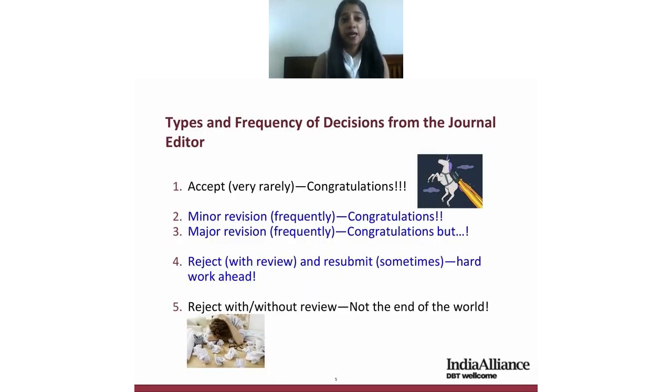So these are the kinds of decisions that journal editors will give. They jokingly say it is almost as rare as seeing a unicorn for your manuscript to be accepted immediately. But most often, you are going to be asked to make certain revisions, minor revisions or major revisions. There could also be something called a reject with review or a complete reject without review, which was the desk rejection I spoke about.